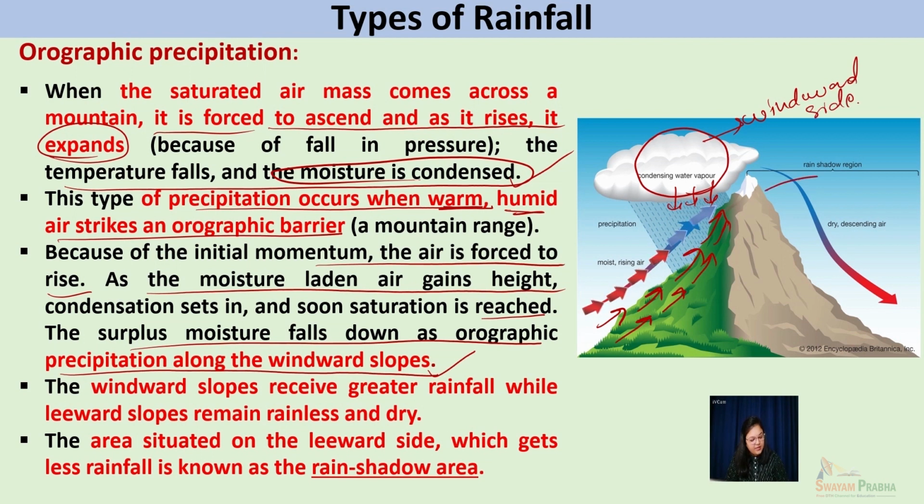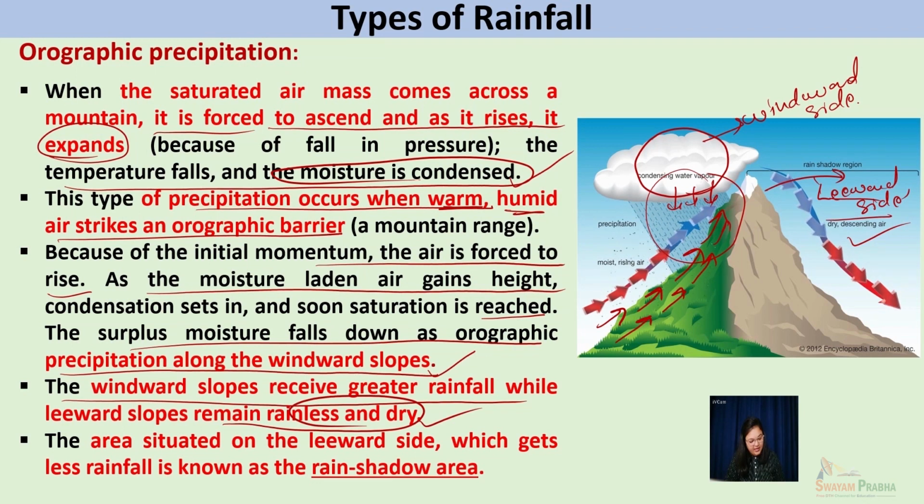while the mountain slope which is devoid of rainfall is called the leeward side of the mountain. So while the windward side receives maximum precipitation, the leeward side receives no precipitation and particularly remains rainless and dry. The area which is situated on the leeward side, which gets the least rainfall, is also called the rain shadow zone. Okay. So this is called orographic precipitation.